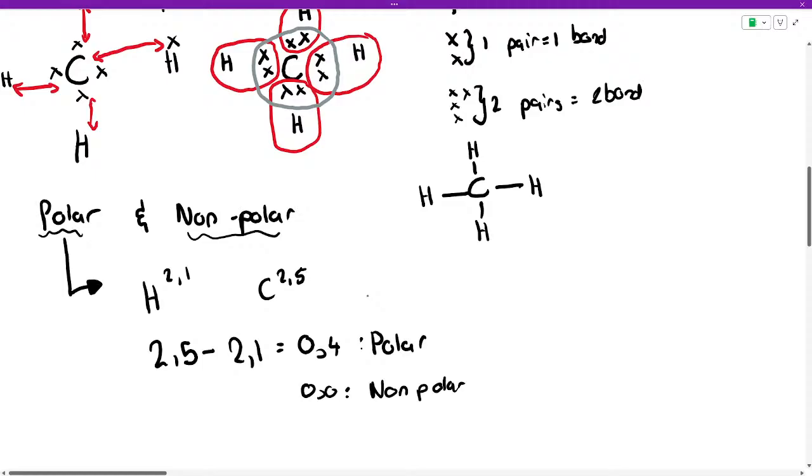So if you look at it, just find the page.